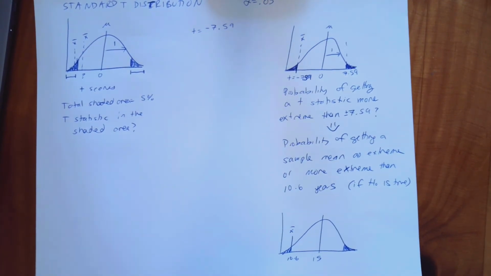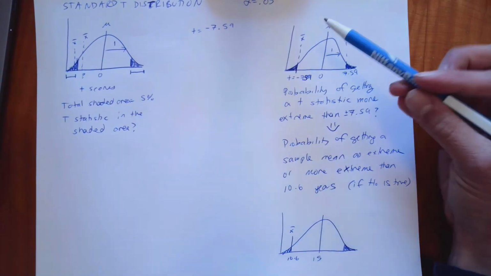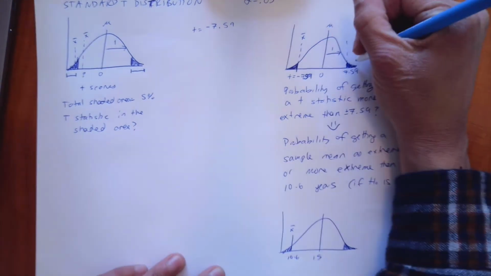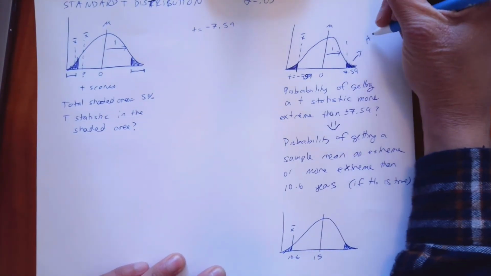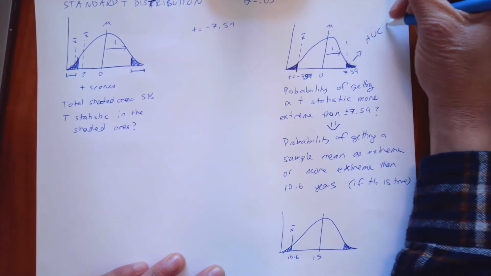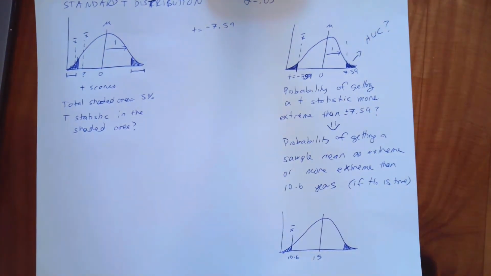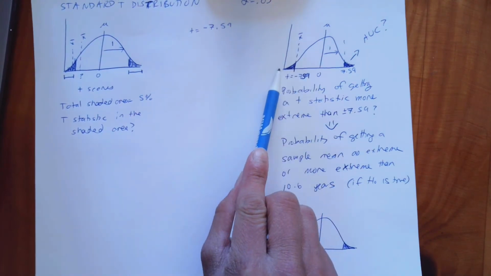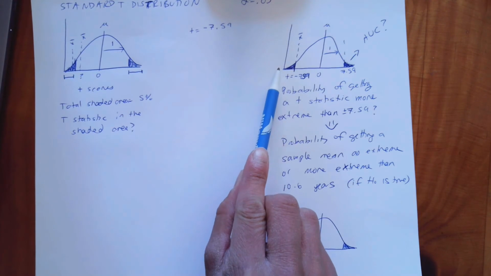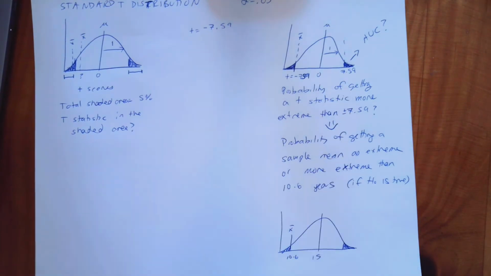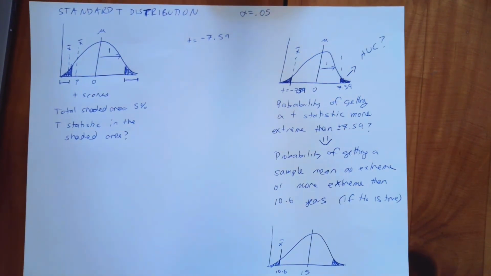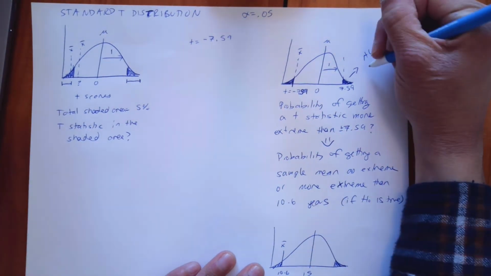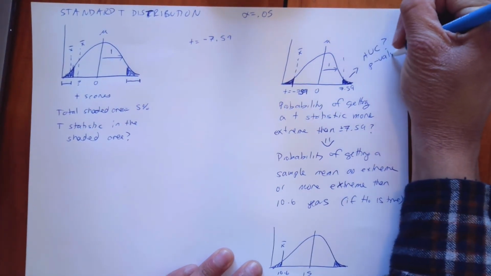The takeaway from this here is that we use the test statistic to find the area under the curve, and the area under the curve gives us some probability of getting a value that is either less than t equals negative 7.59 or more than t equals 7.59. And that area under the curve is your p-value.